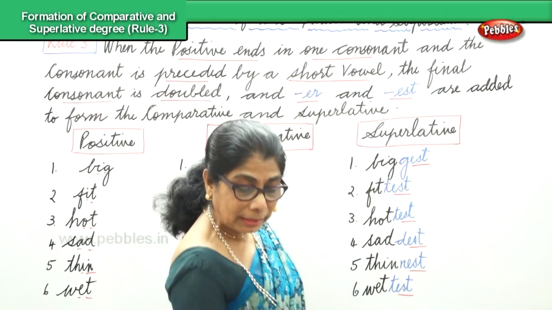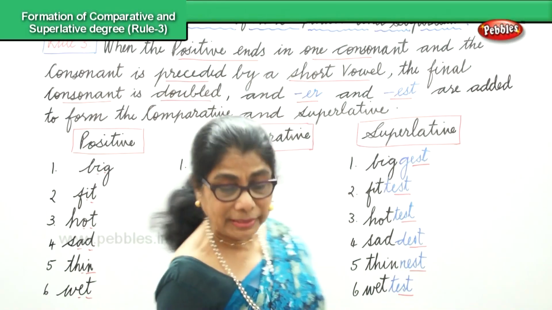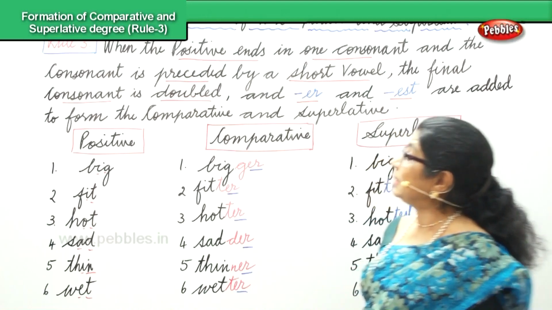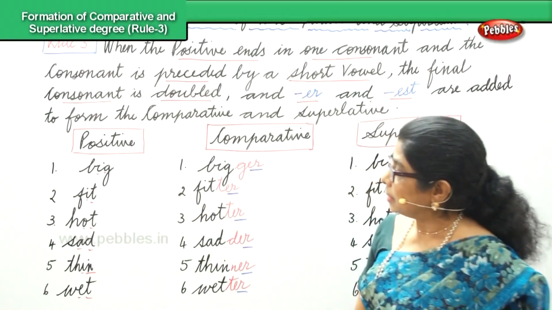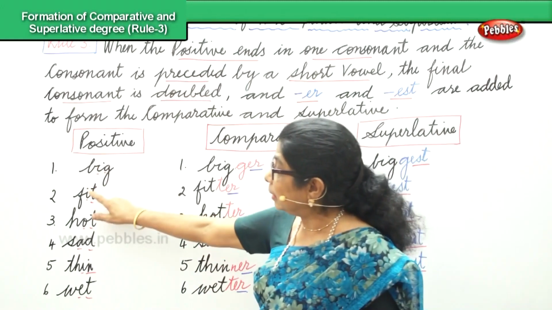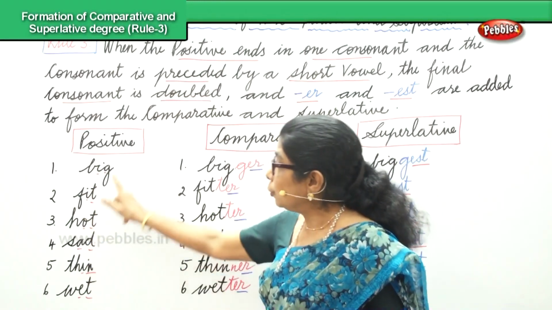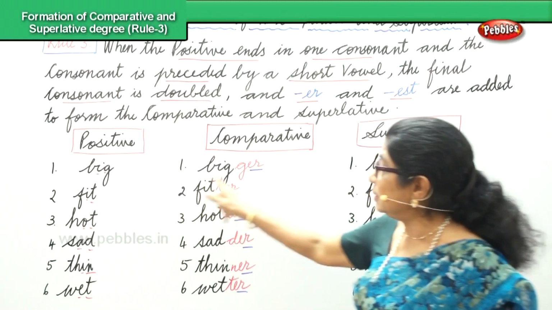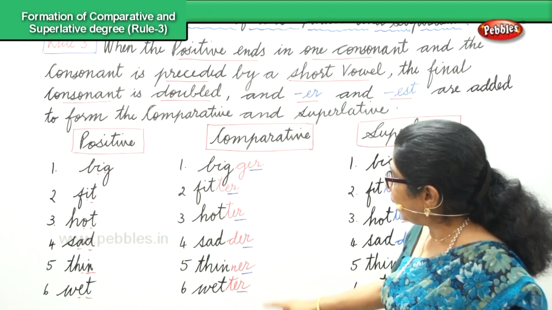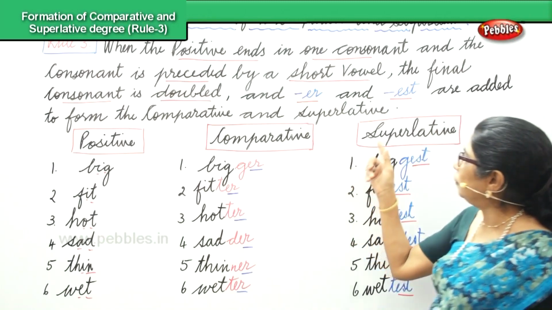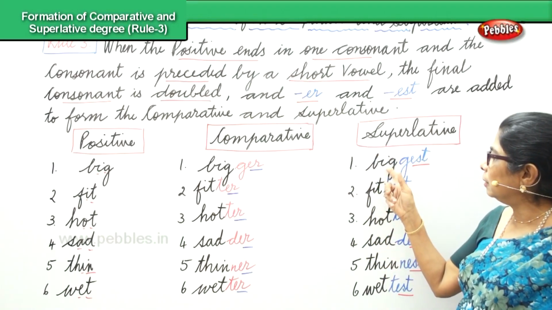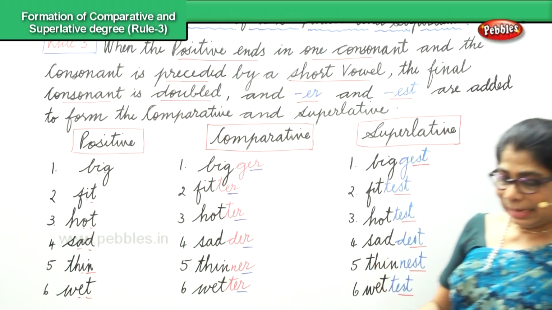Now, rule number 3 is very easy. It says when the positive ends in one consonant preceded by a short vowel, you double the consonant and add ER to form the comparative. But to form the superlative, double the consonant and add EST.